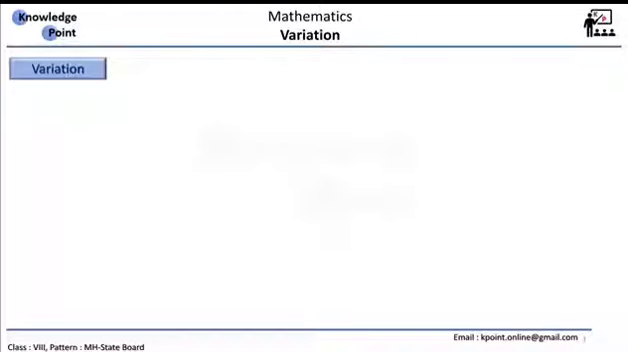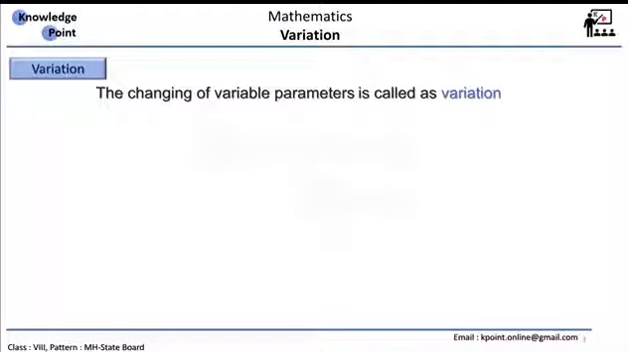So what is a variation? The changing of a variable parameter is called a variation. To understand it further, let's see the types so you will get a clear idea. The first type is direct variation, on which we are talking more today in this topic.